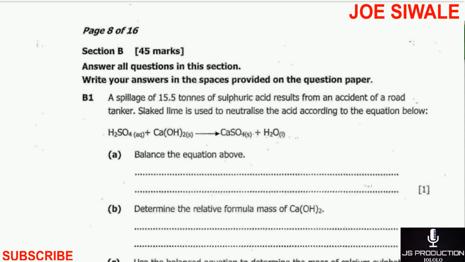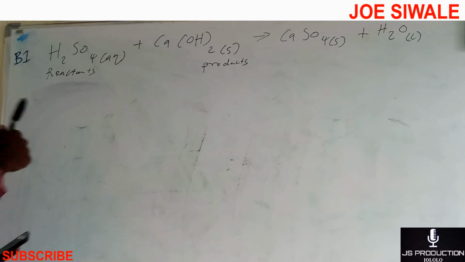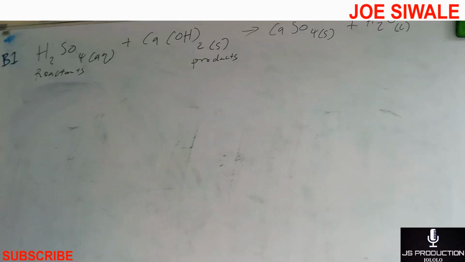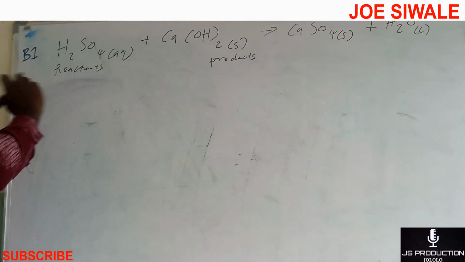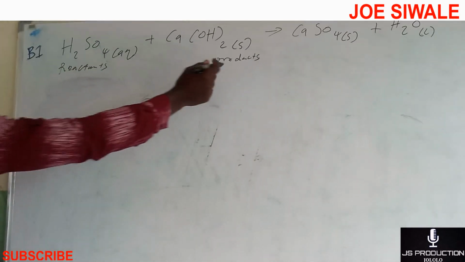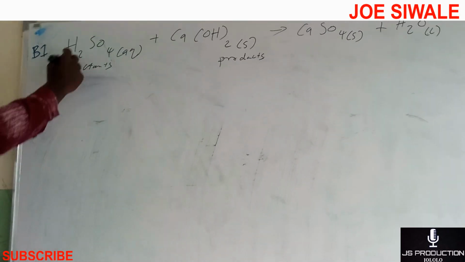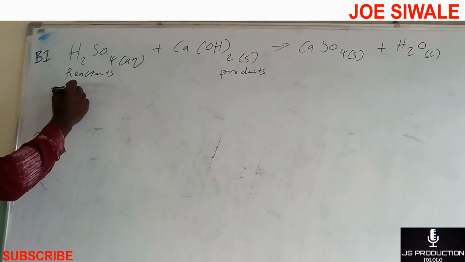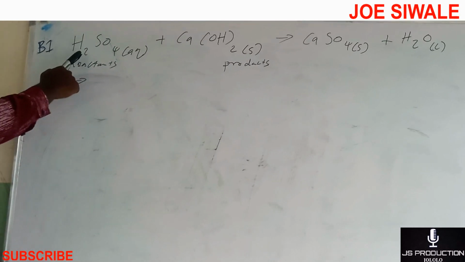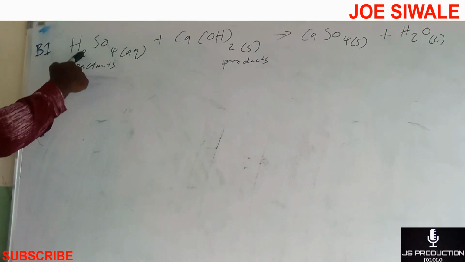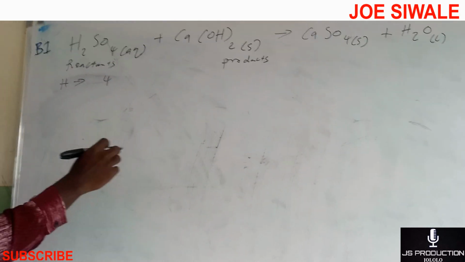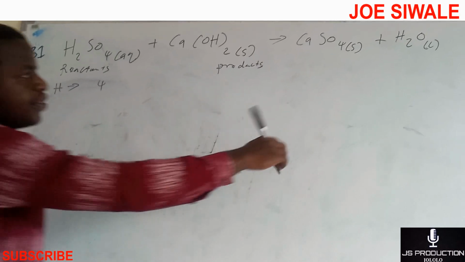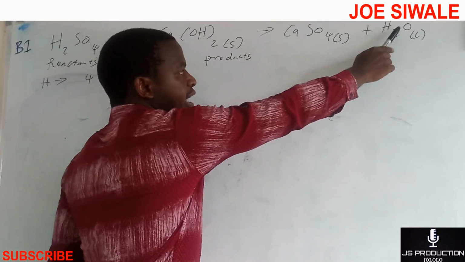The first question reads, A, balance the equation above. So for me to balance this equation, I'm going to write the number of elements from the reactant side and from the product side. So hydrogen from the reactant side, I can say I have 4 atoms of hydrogen. I have 2 here plus these 2, so I have 4. What about the product side? To the product side, hydrogen, I only have 2.